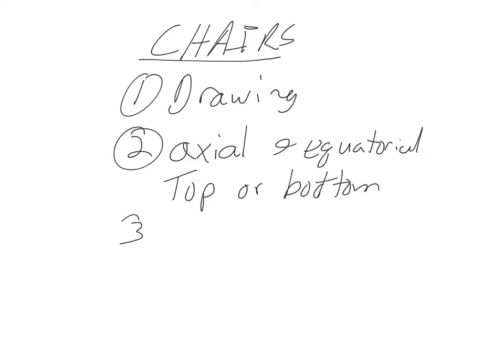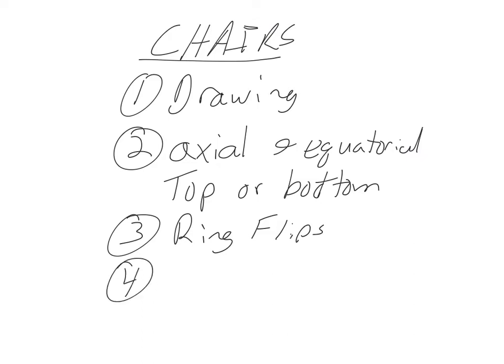The third part, we're going to work on ring flips, so essentially going from one chair structure to another. And finally, the fourth part, we're going to work on going from a cyclohexane and transforming that into a chair, and also the reverse of that, taking a chair and transforming that into a cyclohexane with wedges and hatches as needed. All right, so that's the battle plan here.